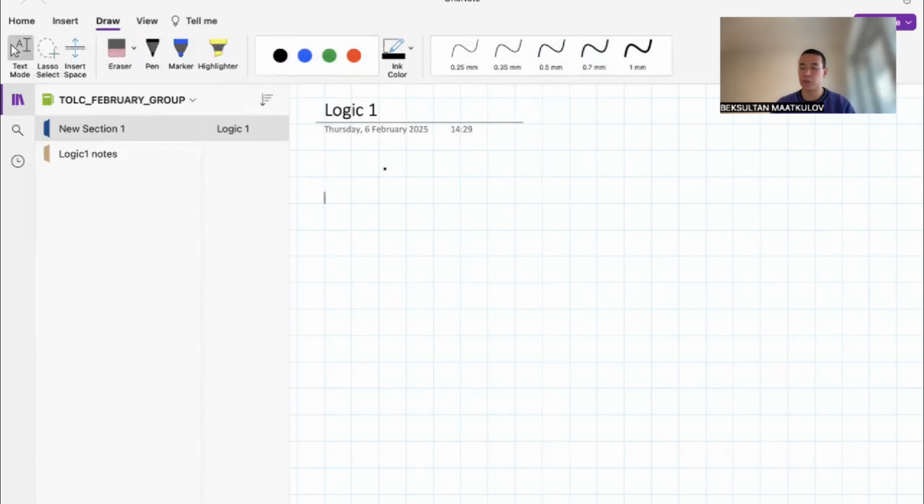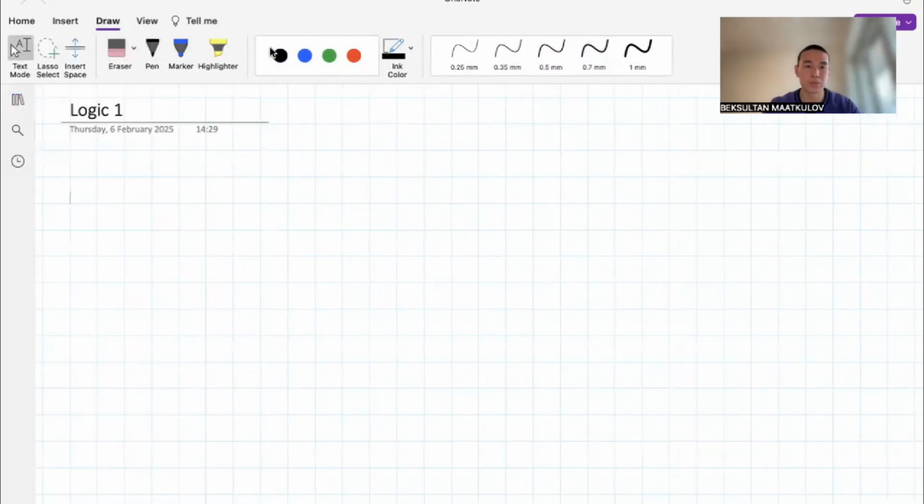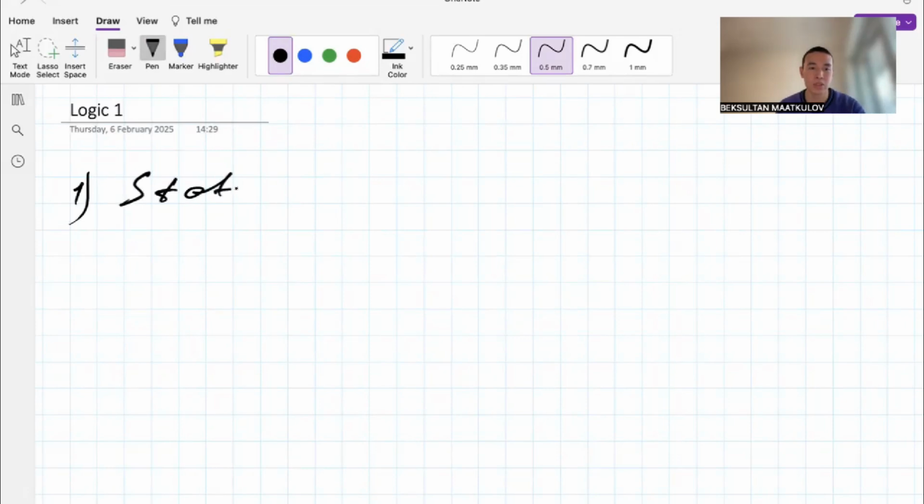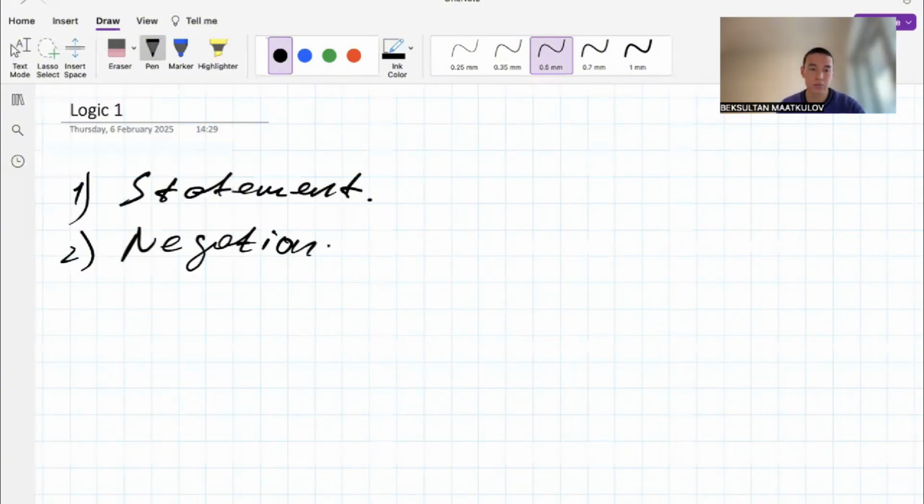See a couple of general ideas of the logic. I'll go and write just a moment. Okay, for example, the small topics of the logics we'll study is the statement. Okay, we'll study negations. Okay, the word negation basically means отрицание. I'll write it.